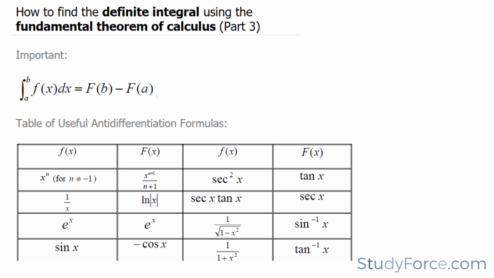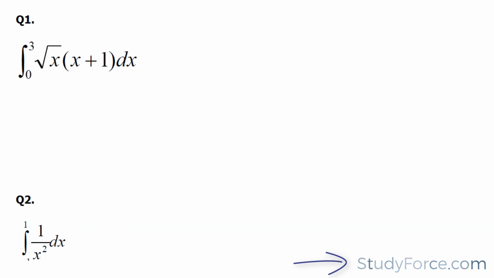Now, as discussed in part 1 and part 2, to find the definite integral, you need to find the antiderivative of the function. The antiderivative is denoted by these capital F's, and then evaluate those antiderivatives in between a and b, your lower and your upper limit. Let's get started with question 1.